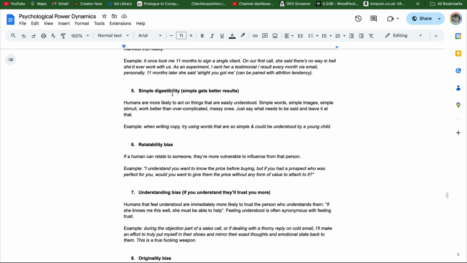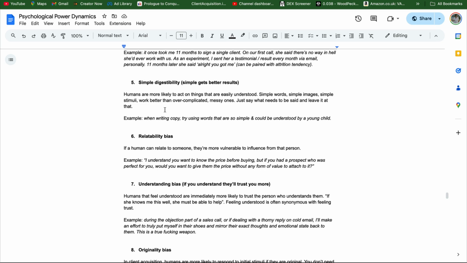Number 5, simple digestibility. Simple gets better results. Humans are more likely to act on things that are easily understood. Simple words, simple images, simple stimuli work better than overcomplicated, messy ones. Just say what needs to be said and leave it at that.